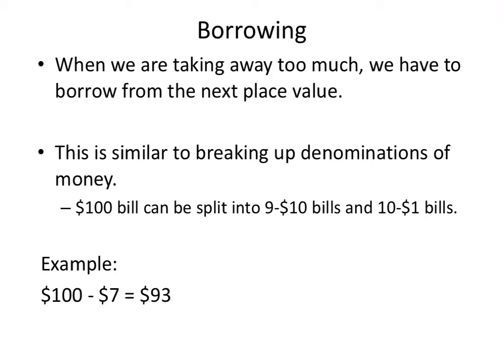So it's like saying a $100 bill, right? You can split it up into smaller denominations, such as tens and ones, right? So you could say a $100 bill has the same value as 9 $10 bills and 10 $1 bills, right? If you added these two total of bills together, you'd have $100, okay?